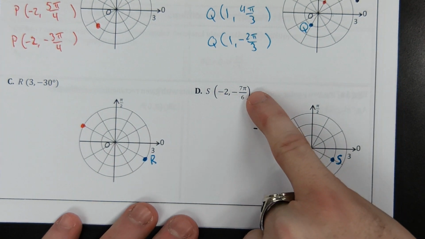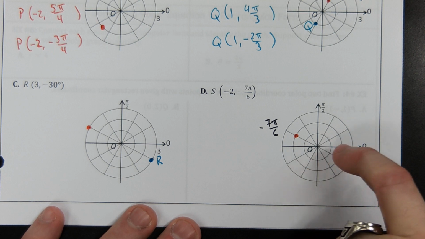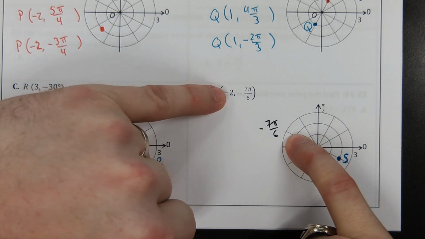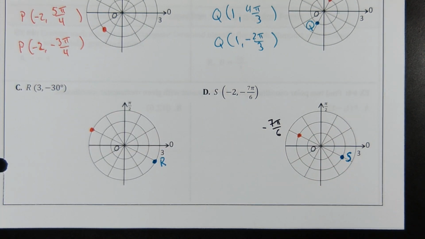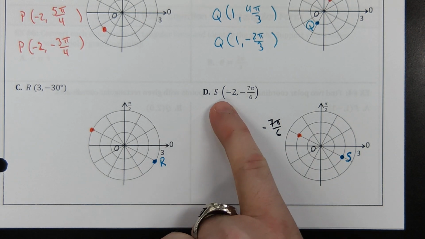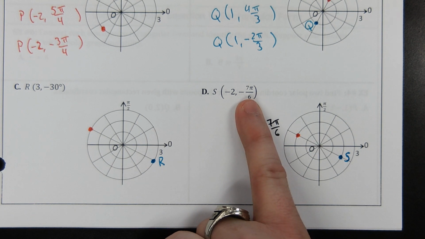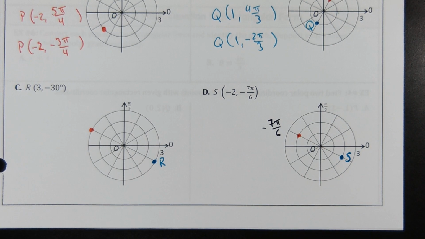So I went out to the second ring and then followed negative 7 pi over 6. Radius was negative though, so I had to reflect away. Is that okay? You guys all right with that idea? How I did that? I always start with the theta. I mean, I look at the number to see which ring I'm on. Then I follow theta, and then I ask, do I stay or do I reflect? Should I stay or should I go? Yep.